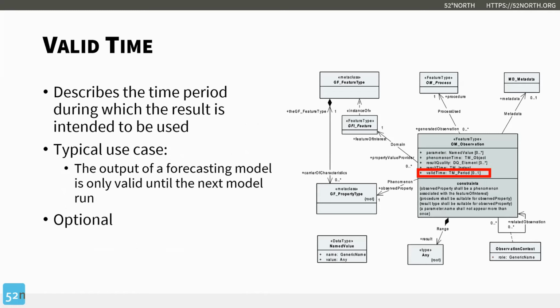An example which we have been dealing with in the past is prediction of water discharge in rivers. And the predicted water discharge depends on some weather models which are running in the background. And every time a new model run has been completed, so a new version of our prediction model run has been completed, then the prediction is replaced. And this valid time basically indicates how long a value will be valid until the next model run, for example, has been completed.